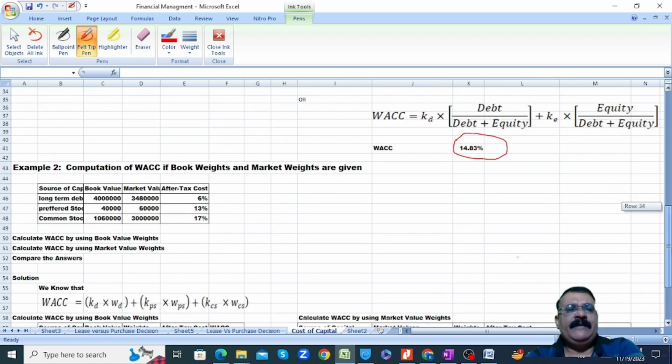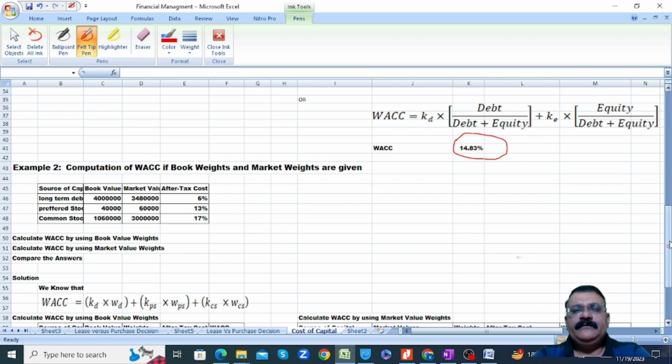अगर हमारे पास एक और एग्जांपल है, कंप्यूटेशन ऑफ WACC इफ बुक वेट्स एंड मार्केट वेट्स आर गिवन. अगर हमारे पास सोर्स ऑफ कैपिटल मौजूद है और तीनों कैपिटल मौजूद है, लॉन्ग टर्म डेट भी मौजूद है, प्रेफर्ड स्टॉक भी मौजूद है और कॉमन स्टॉक भी मौजूद है. अब बुक वैल्यूज़ भी हमारे पास दी गई हैं, मार्केट वैल्यूज़ भी दी गई हैं. क्वेश्चन हमारे पास ये है कि कैलकुलेट वेटेड एवरेज कॉस्ट ऑफ कैपिटल बाय यूजिंग बुक वैल्यू वेट्स, calculate weighted average cost of capital by using market value weights and compare the answers both for book value and market value.